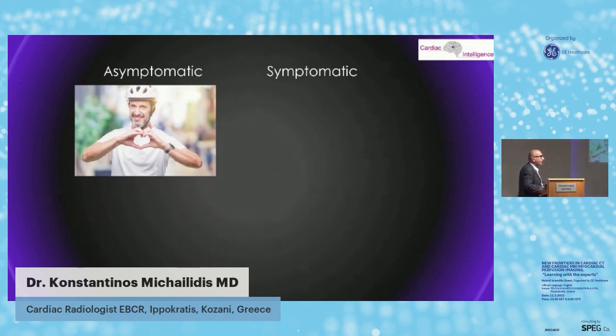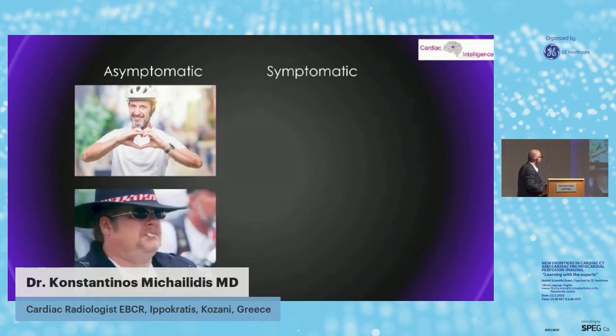So we have to categorize our patients and our studies as asymptomatic individuals, who are examinees, and symptomatic, who can potentially be patients too. A person like this who is asymptomatic has the profile of a person who wants to live healthy, work out and be fit.